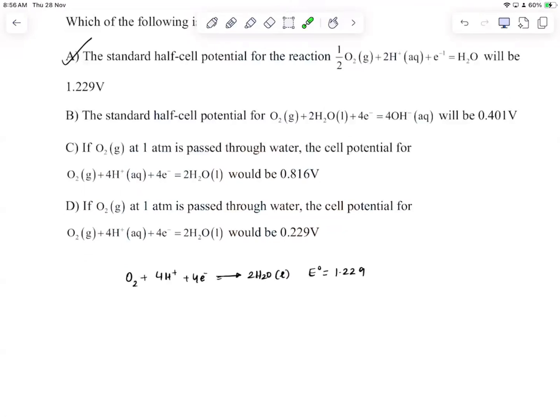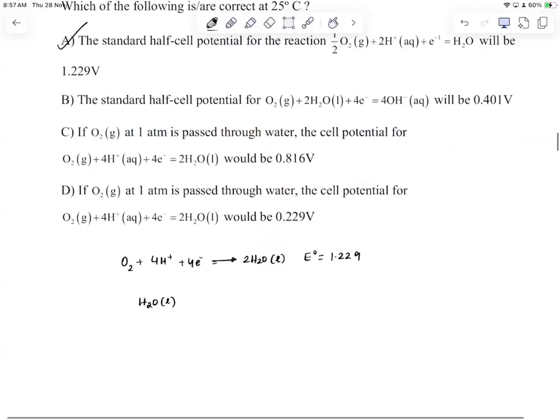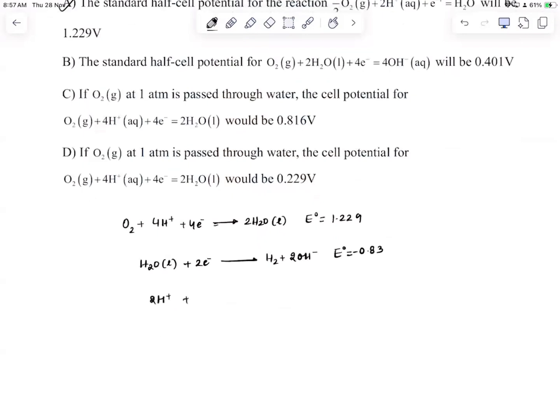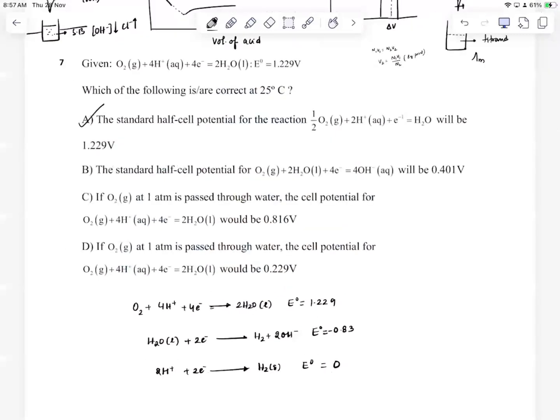Now I do require a case where I get 4 electrons here, but this time it is giving 4 OH minus. What is the other form which I know about water? When water is getting reduced, 2H2O plus 2 electrons gives H2 plus 2 OH minus. For this, we know that E naught value is minus 0.83. And we also know that 2H plus 2 electrons will give you H2 gas, with E naught value 0. These are the known reactions.